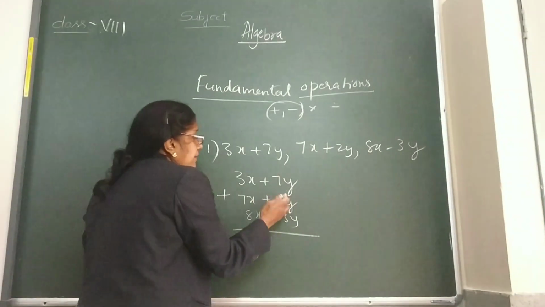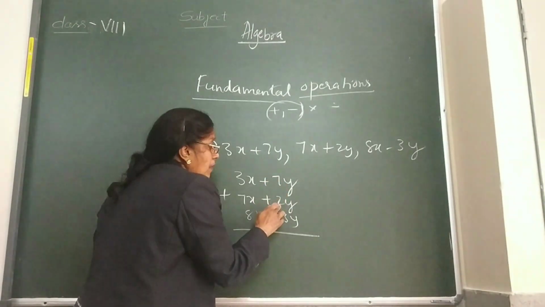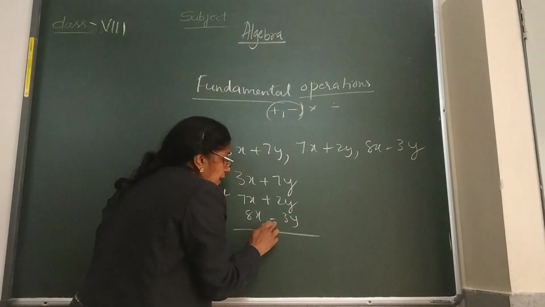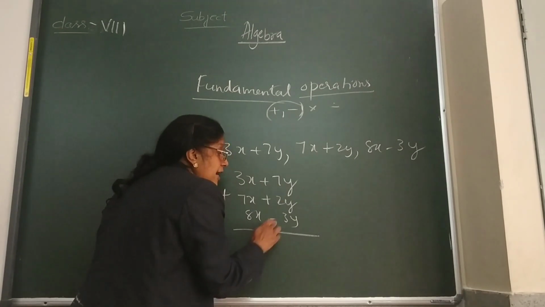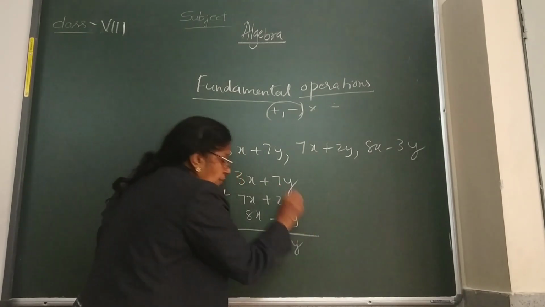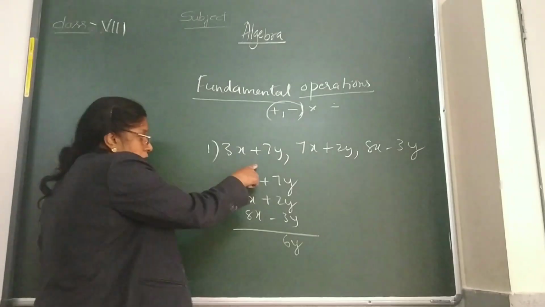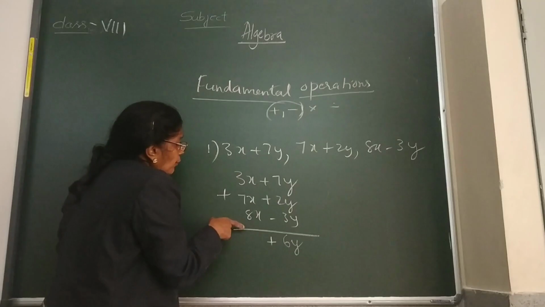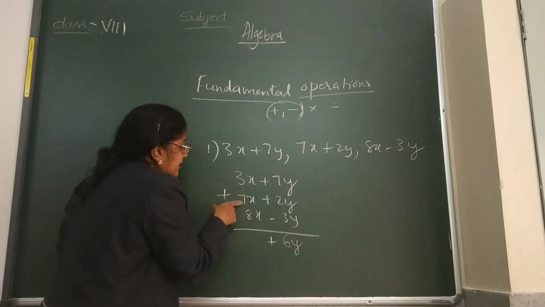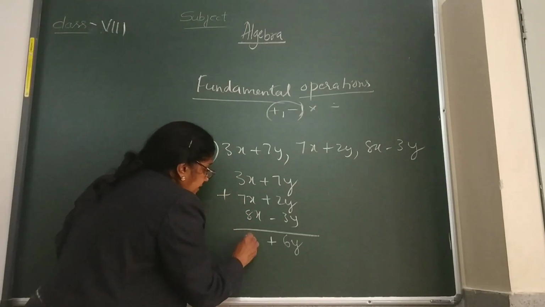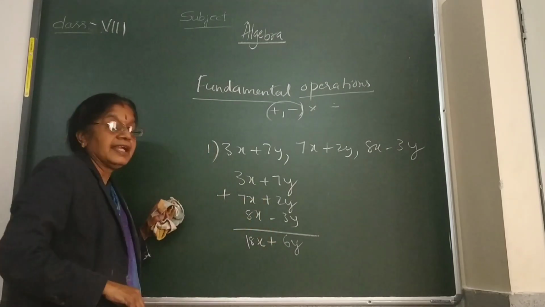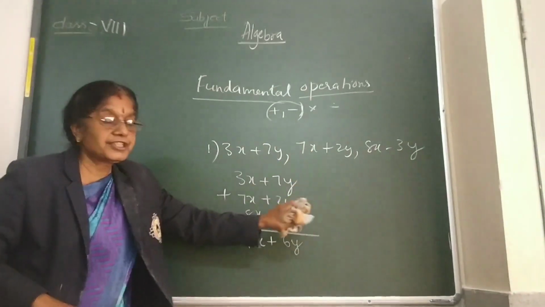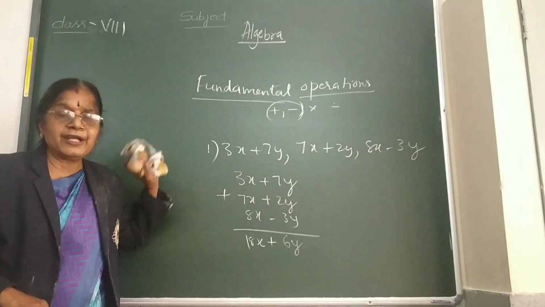So we will go from here. Plus 7y plus 2y, how much did it become? Plus 9y. And here what sign is there? Minus 3y. So from 9 you have to subtract 3. How much remains? 6y. The plus sign is more, so the sign will be plus. Here you have to add all the plus terms: 3 plus 7 is 10, 10 plus 8 is 18. So you got the answer as 18x plus 6y. This is how you can do addition of binomials.